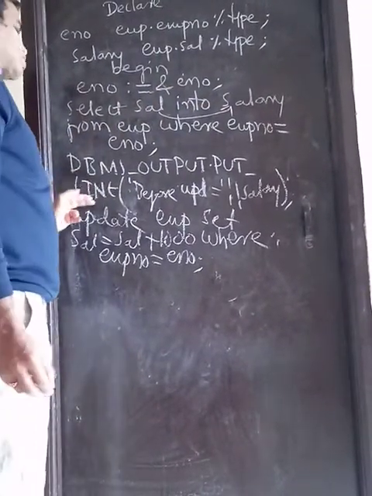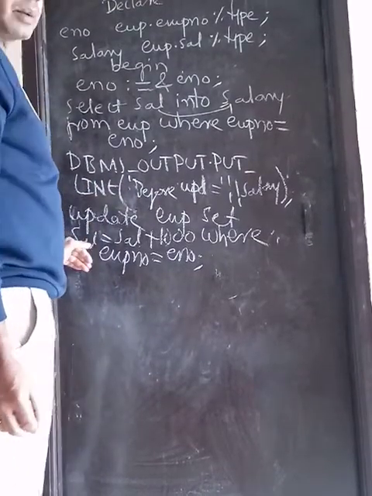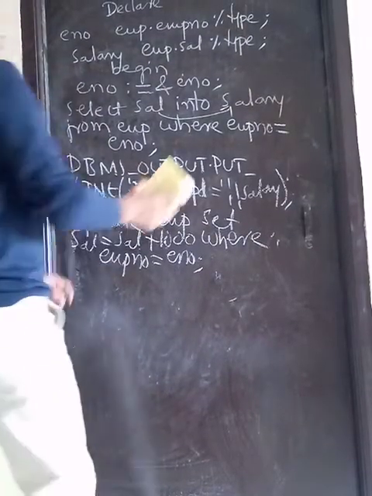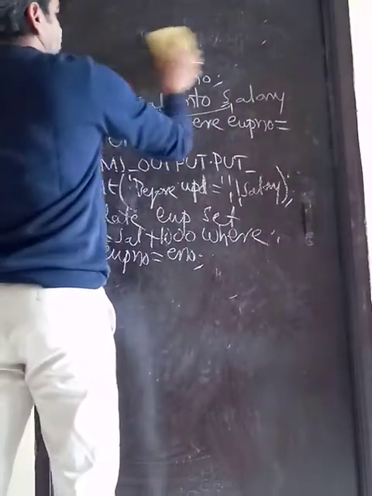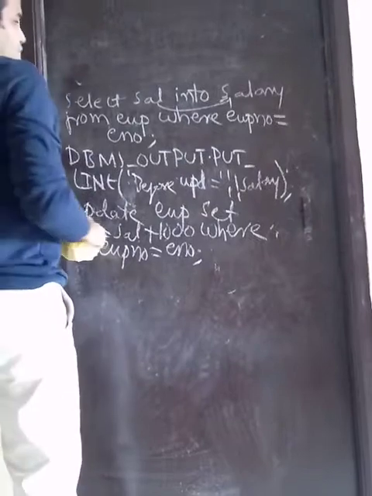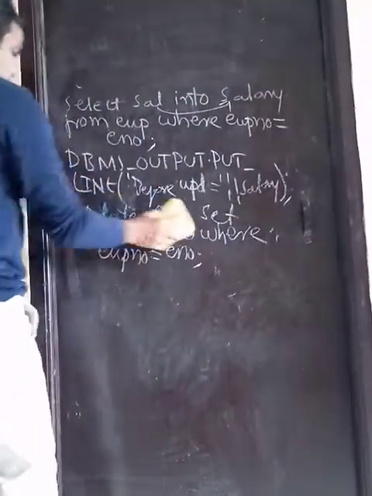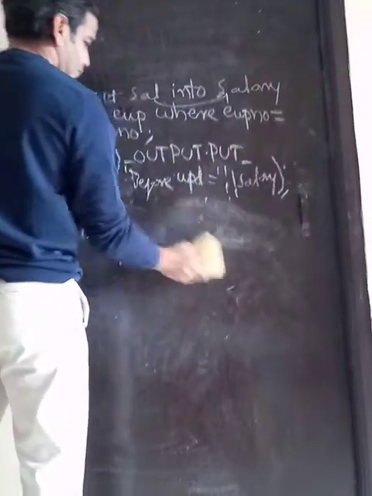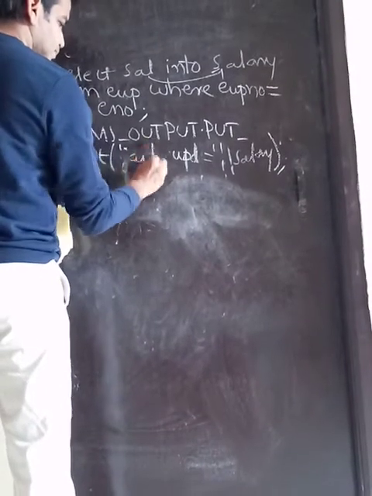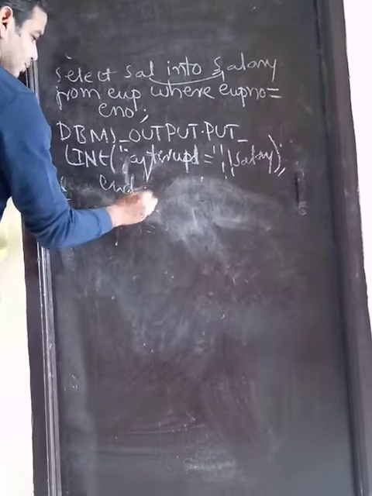So DBMS underscore output is an output statement, it will display before updation salary. Then we perform update. Then again, after completion of this one, again what I am doing, after updation select salary into salary from EMP where employee number equal to E number. Then DBMS underscore output dot put line. So before updation, now after updation, salary, then program terminates with end.